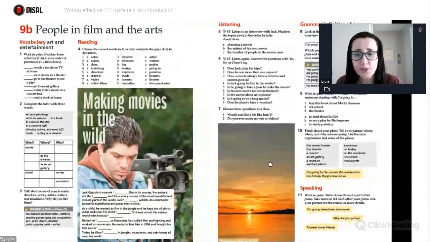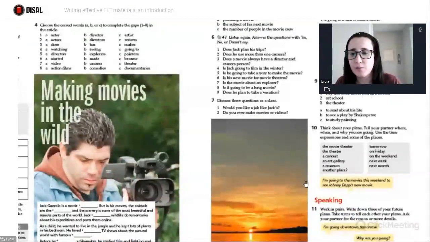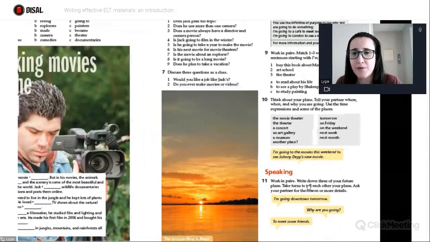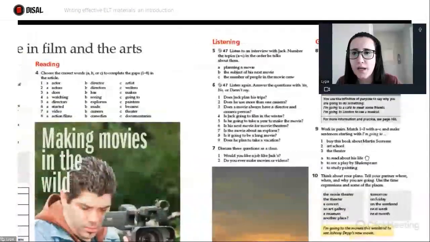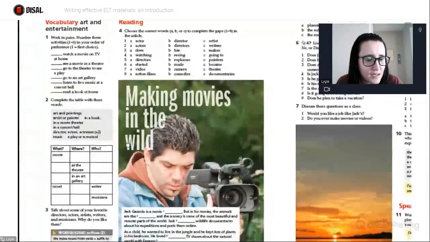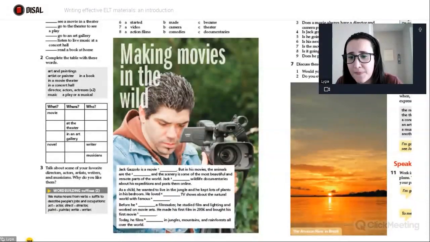We have lots of opportunities for personalization here. For instance, exercise 11, speaking. Let me zoom in a little bit more. Students get to speak to each other about their plans, lots of opportunities. Also in exercise 10 as well, think about your plans, tell your partner where, when, and why you're going. I believe, let's see, in number 3 as well. So lots of opportunities for personalized practice.